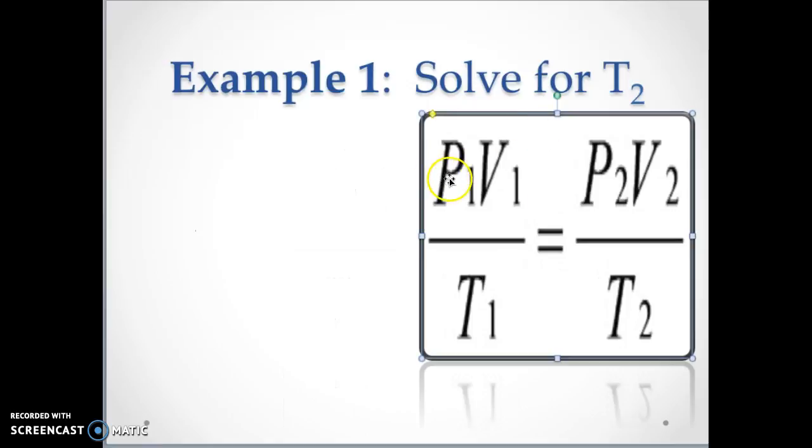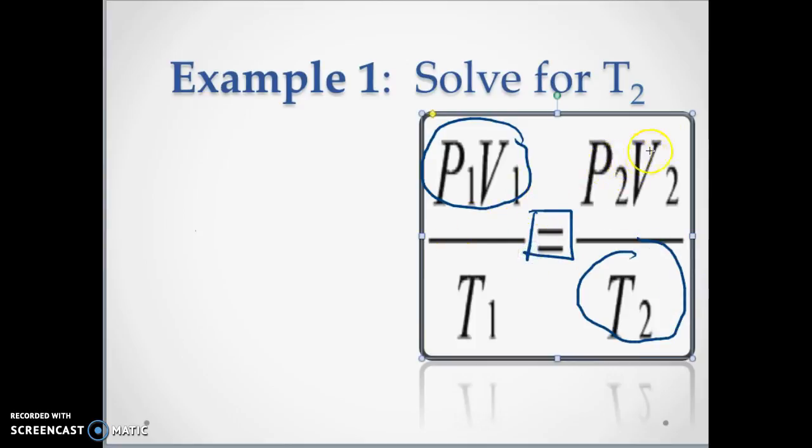Let's say you have a pressure, you have a volume, you have a temperature, but then the pressure changes and the volume changes. How would that affect the temperature? Well, you have to solve for T2. How do you do that? Well, you have to use something called cross multiplying in order to figure that out. The way you do that is whatever is on this side, you multiply it to this side, set that equal to whatever's on the other side.